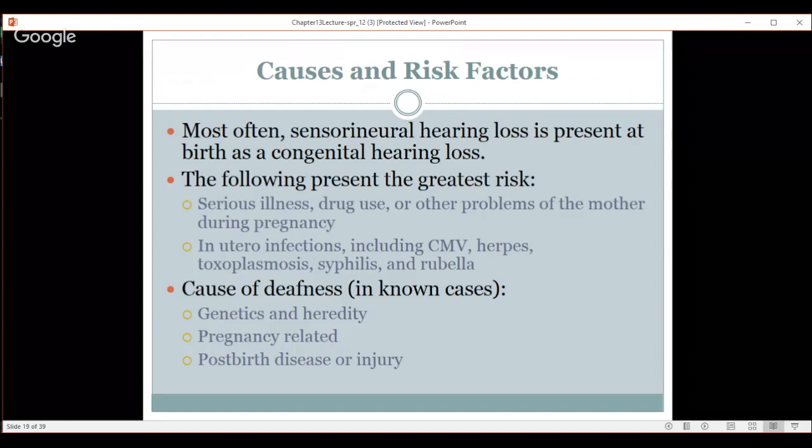Some of the greatest risks include serious illness, drug use, other problems of the mother during pregnancy, in utero infections, including the cytomegalovirus, herpes, toxoplasmosis, syphilis, and rubella. In known cases of the cause of deafness, genetics and heredity can play a part, can be pregnancy related or post-birth disease or injury.